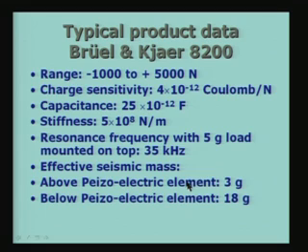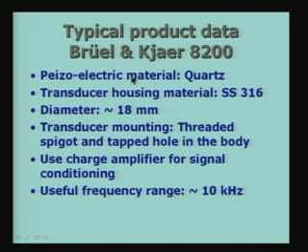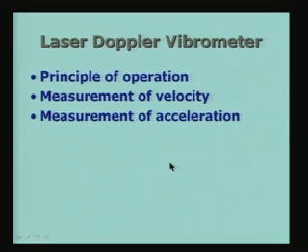Effective seismic mass above the piezoelectric element up to 3 grams, below 18 grams, and the material of the piezoelectric material is quartz. Transducer is housed in a SS316 stainless steel, diameter is about 18 millimeter. The transducer mounting is done by threaded spigot and tapped hole in the body. So, use is made of a charge amplifier. We will talk about that a little later when we talk about signal conditioning. Useful frequency range up to 10 kilohertz. So, this is a very small instrument capable of being used for very high frequencies.